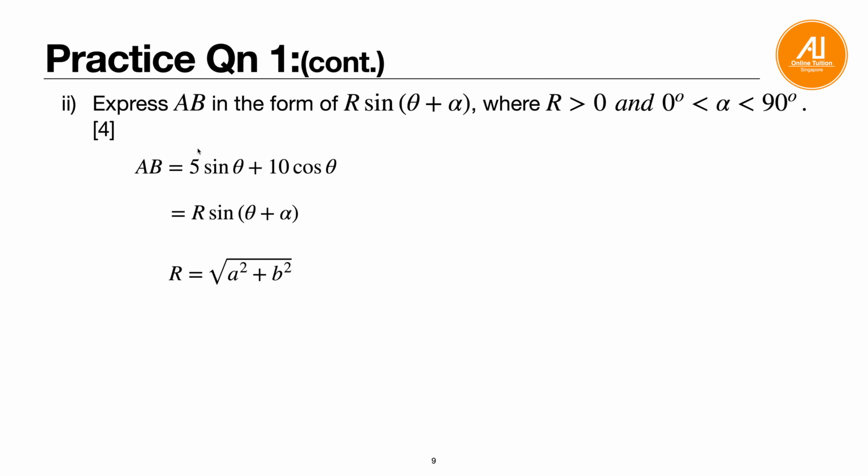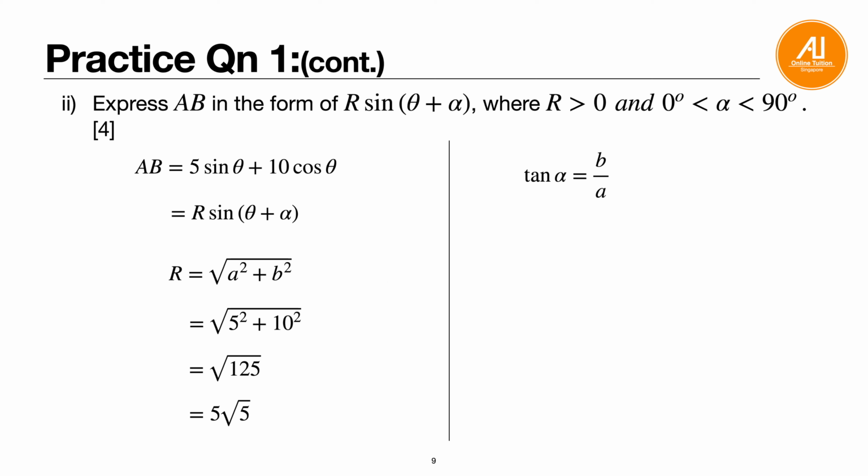So your A will be 5, your B will be 10. Just sub it in. You get square root of 125. It's good that you can reduce it, becomes 5 square root 5. Next, tangent alpha equals to B over A. In this case, your B is 10, at the back, and A is the front, 5. So it's 10 over 5. Then alpha equals tangent inverse of 2, since 10 divided by 5 is 2.